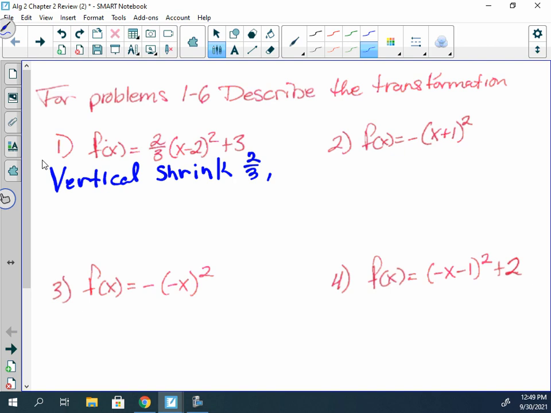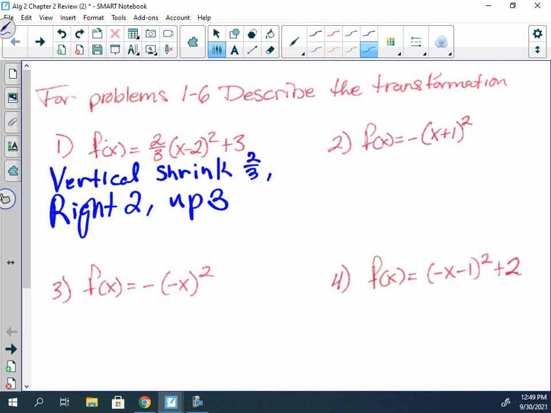So we can move on inside the parentheses. Since the number in front of x is 1, there's not a reflection across the y-axis or a horizontal stretch or shrink. But the -2 tells me it's moving 2 units to the right. So we have right 2, because inside the parentheses, it's always opposite of what we think. And the +3 would be up 3. And that would be describing the transformation for this function here.